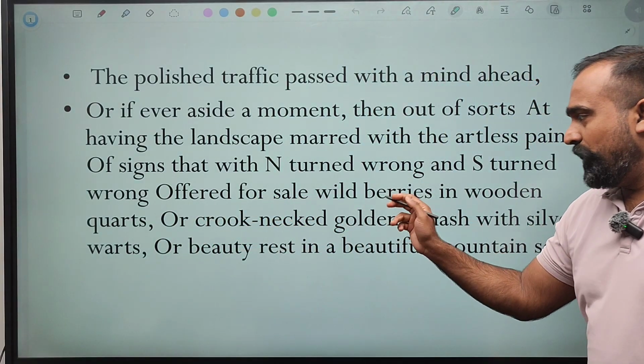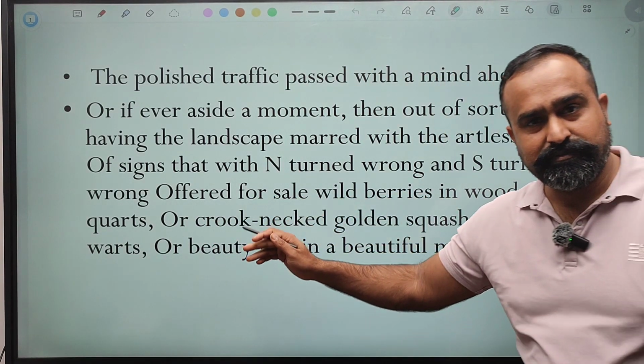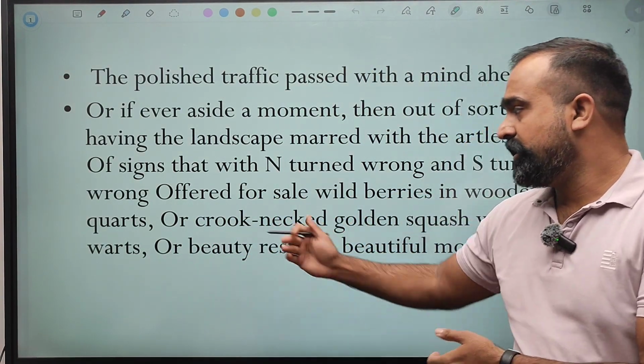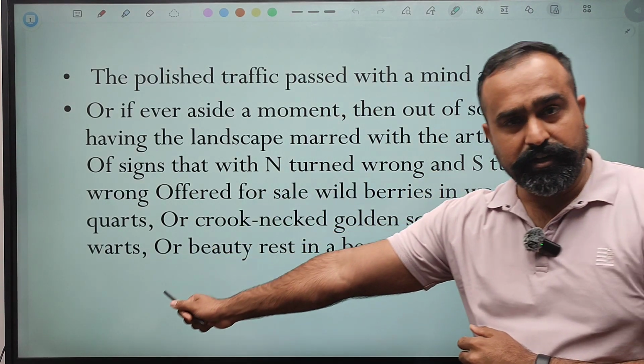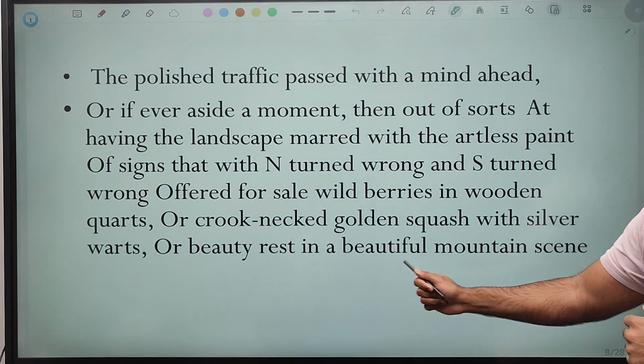Offered for sale wild berries in wooden quarts. Wooden boxes had wild berries in them. Crook neck golden squash was there with silver warts. And beauty rest in beautiful mountain scene.